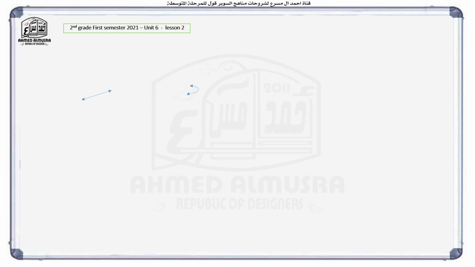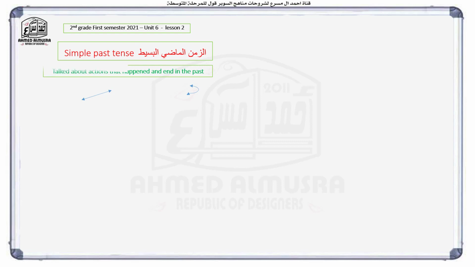Here I am back again with the new lesson, which will be for Unit 6, first semester. Actually, we are going to talk about the title of the unit, what was it like. So today we are going to have the simple past tense. Unit 6, Lesson 2. Simple past tense talks about actions that happened and ended in the past.